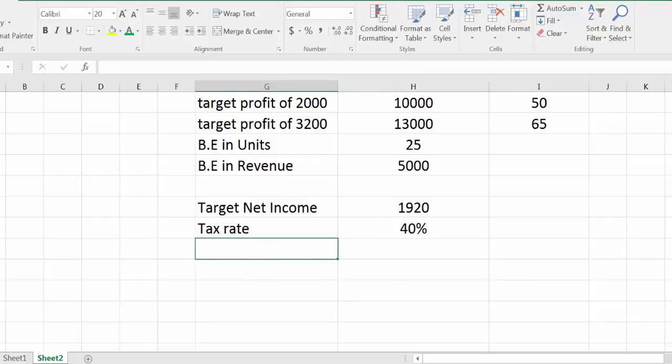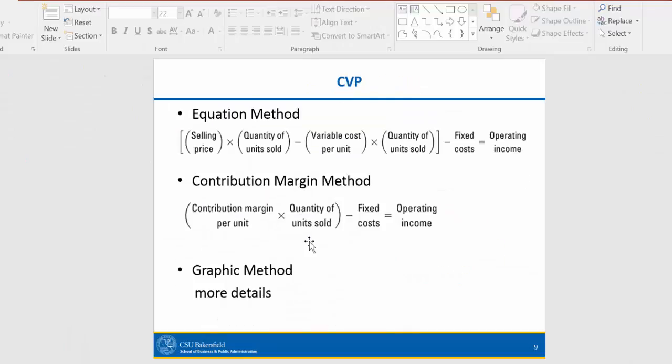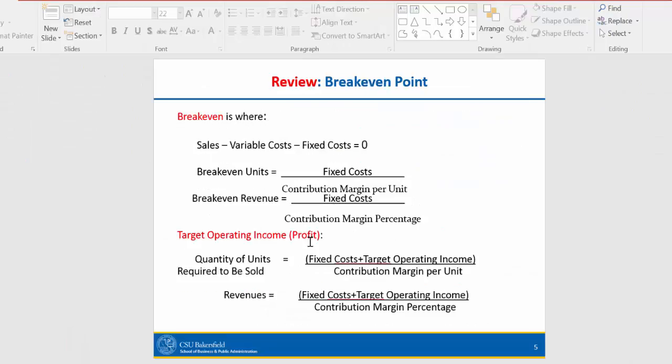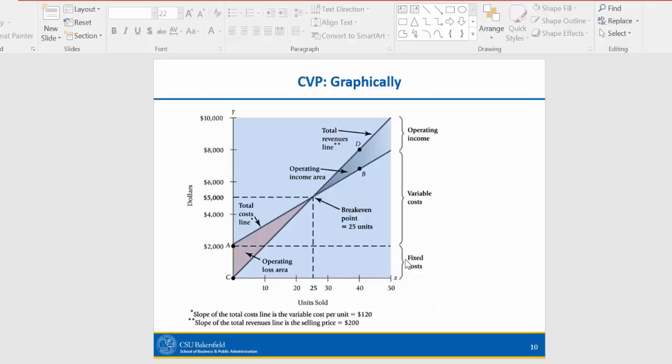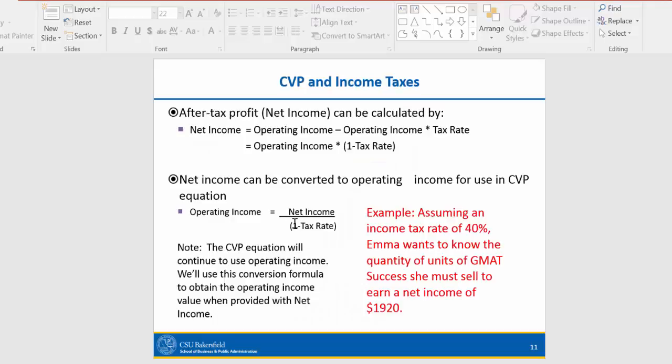In order for us to apply the formulas we have learned in previous slides, which is somewhere here, you have to have operating income, but now we have net income, so we have to find the operating income. You're going to apply the formula right here. You can find operating income by dividing net income by the quantity of 1 minus tax rate.